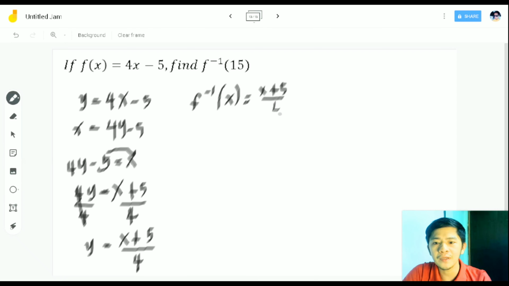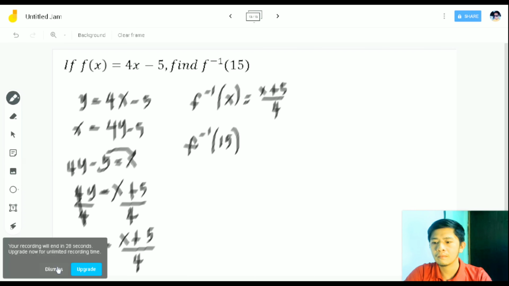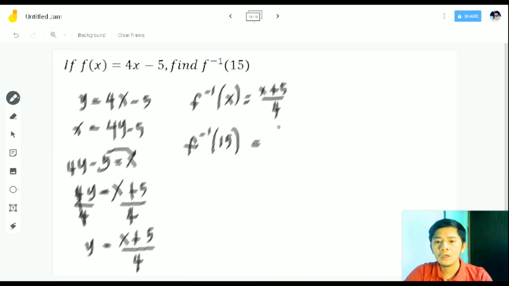So we can now find the f inverse of 15 by substituting x by 15. So once again, this is 15. Let me change it kasi mukha siyang 16, no? Okay. Equals 15 plus 5 is 20 over 4. And 20 over 4 is 5. So this is our answer, the f inverse of 15.